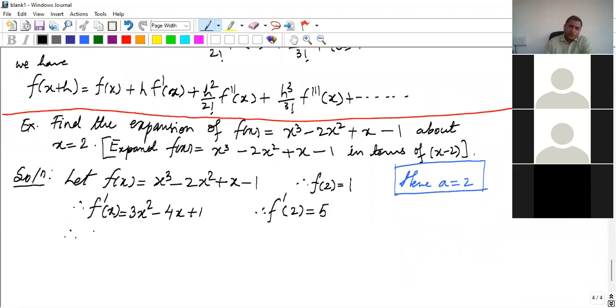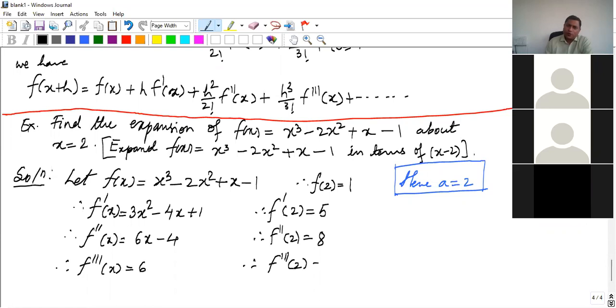Correct. Now again, we find the next derivative. So it is going to be 6x minus 4. What is the double derivative we get here at 2? 8. Is that correct? I hope all of you are calculating with me. So what is the third derivative? 6. What is the value of the third derivative at x equal to 2? 6. It's going to be the same, right?